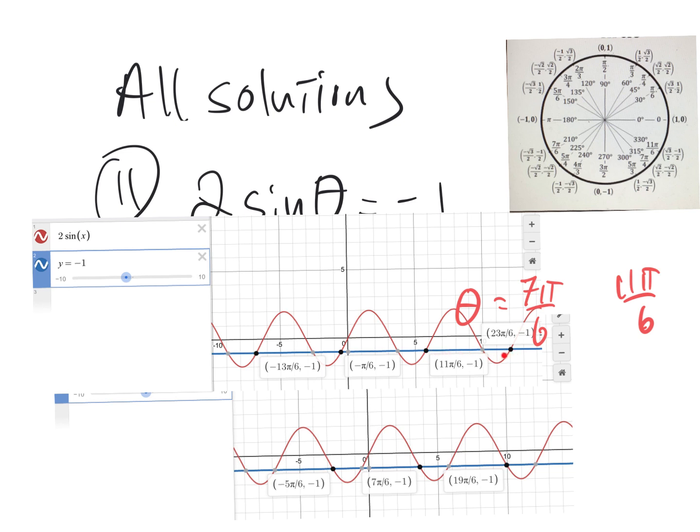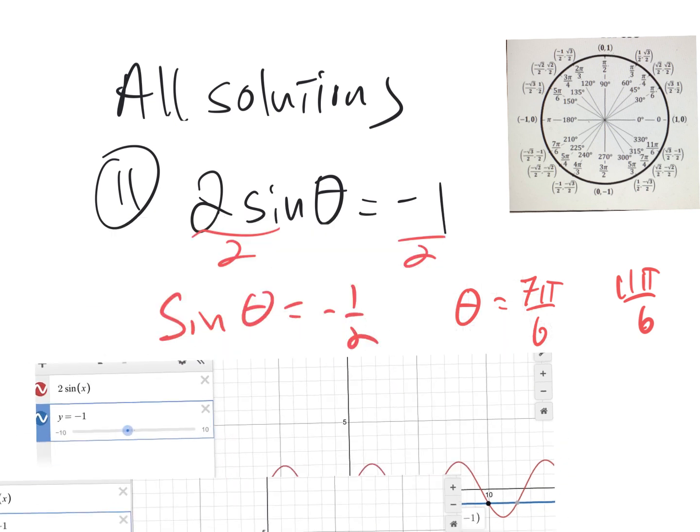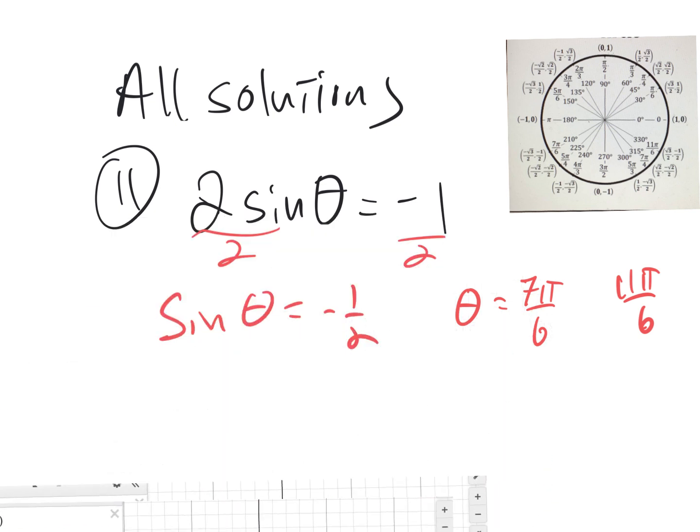I'm seeing a solution out at 23 pi over 6. I'm seeing a solution at -pi over 6. I'm seeing a solution at -13 pi over 6, -5 pi over 6, and so on and so forth, okay? So how do they get those? So when you see all solutions, here's what you want to think about.